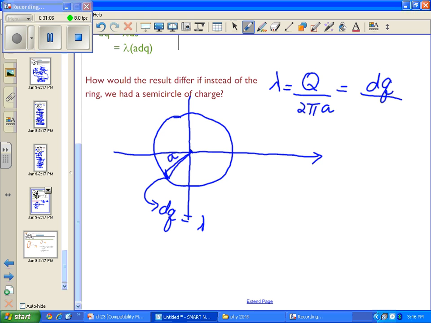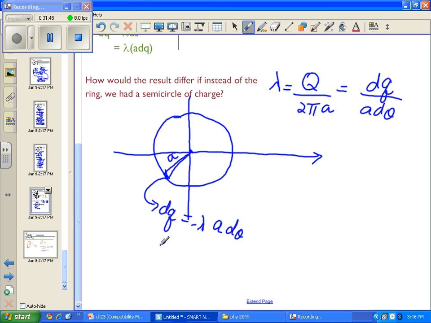dq is equal to lambda ds. ds is equal to a d theta. In other words, the radius, which is fixed, all points along the ring are the same distance from the origin. But we are going to be summing, just like in the previous problem, dx, where we told it where the first x begins, where the last x ends, for where the charges are. Same here, 0 to 2 pi. So here, this would be equal to a d theta.